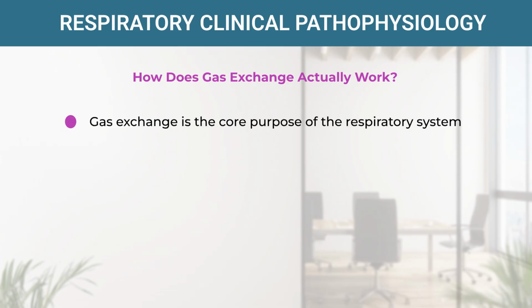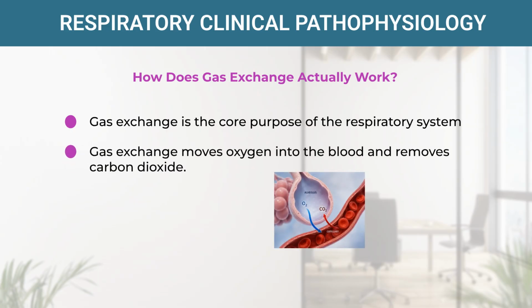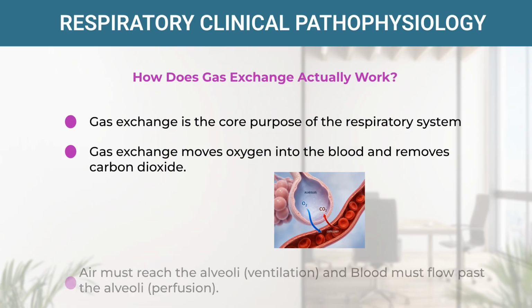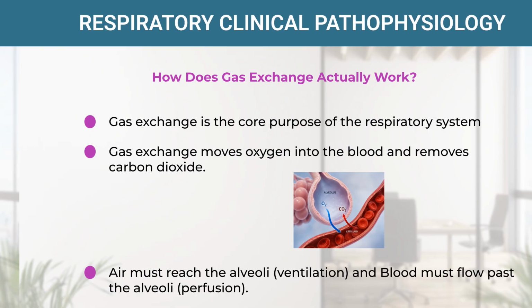Gas exchange is the core purpose of the respiratory system. It is the process by which oxygen moves into the blood, and carbon dioxide, CO2, moves out of the blood so it can be exhaled. For this to happen, two things must occur together. Air must reach the alveoli, that is ventilation, and blood must flow past the alveoli, that is perfusion.